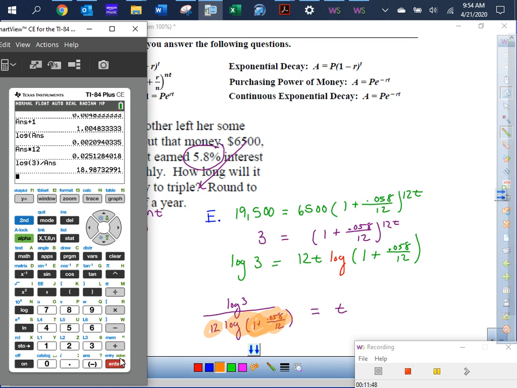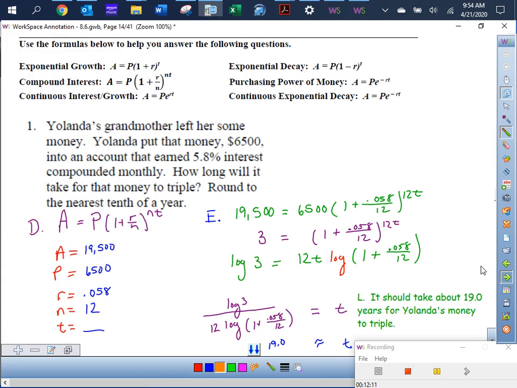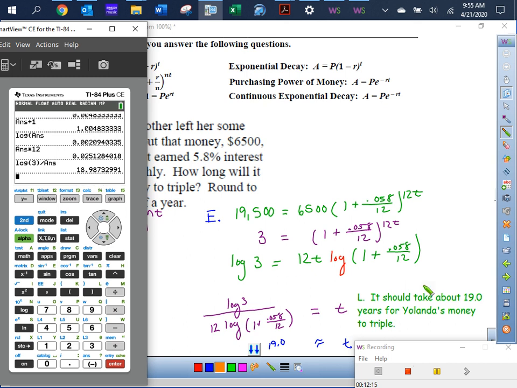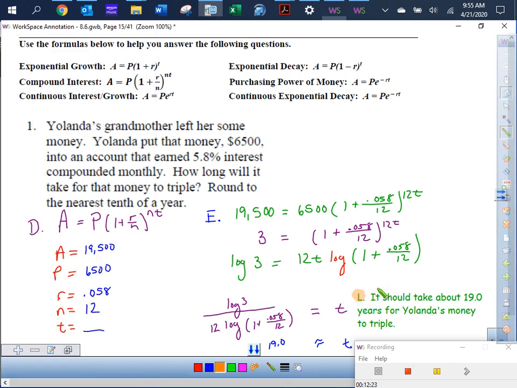There's a number that seems to make pretty decent sense. Like I said, it should take about 20, 30 years for this money to triple, depending on your interest rate. So I've got it all solved. They say round to the nearest tenth of a year, so that's going to round to 19.0. I know it's weird to put the 0.0, but that's what they told us to put. So t is about 19.0, and then we'll label our answer in a complete sentence. Need a capital letter, need a period. It should take about 19.0 years for Yolanda's money to triple. I know it would be very easy to just say 19 years, but they said round to the nearest tenth, so that's what I did.